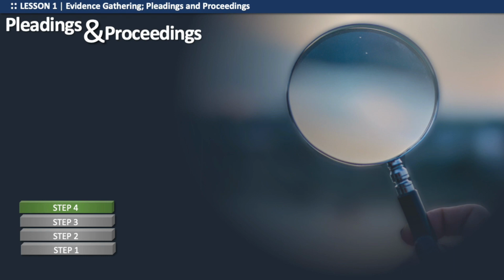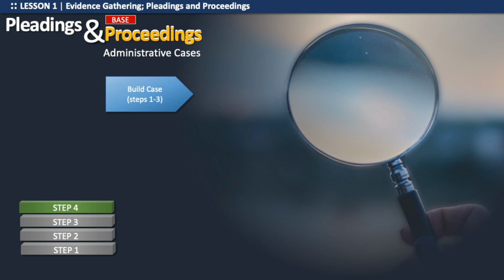So moving forward, let's take a look at the proceedings. We'll start with, as our baseline proceeding, administrative cases. Okay, in administrative cases, we would build starting with step 1 through step 3. Step 1 being the first step of getting to know the violation and the essential facts. And then we proceed on to step 2, which involves identifying the essential evidence. Step 3 then comes after, which is to gather and preserve the evidence that you've identified in step 2.